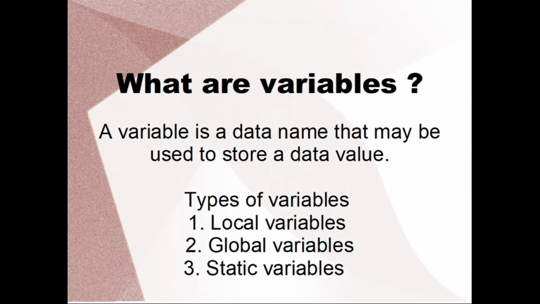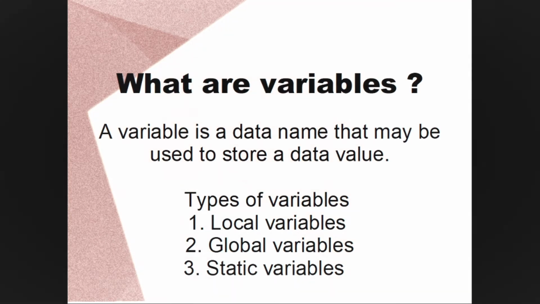A variable is a data name that may be used to store a data value. A variable is nothing but a given name to a storage that our program can manipulate. A variable name can be chosen by the programmer in a meaningful way to reflect its function. Each variable in C has a specific type which determines the size and layout of the variable's memory.